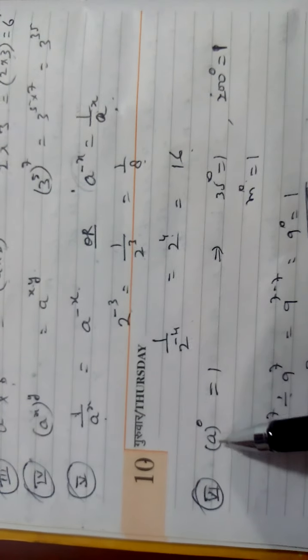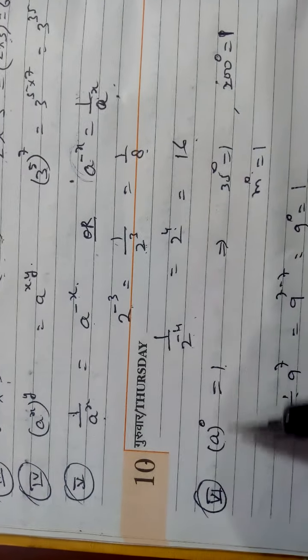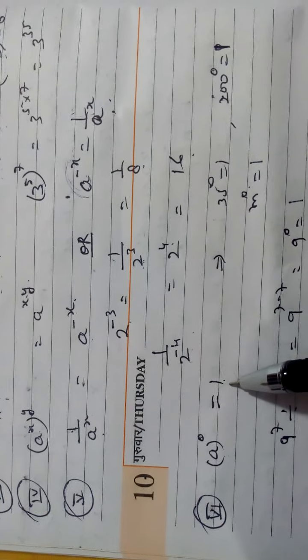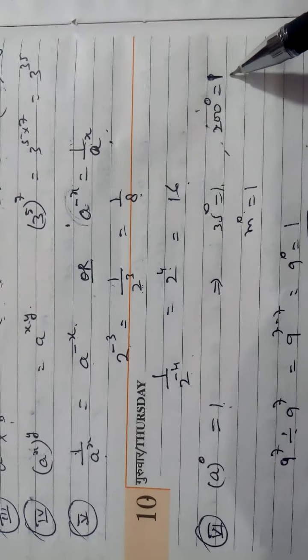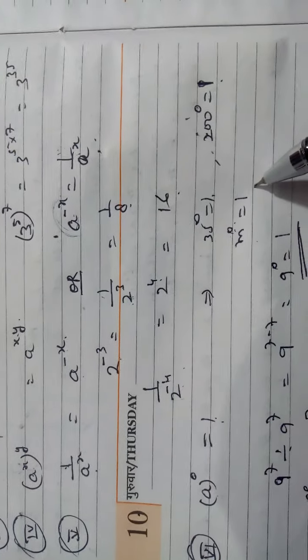Now, any number with power 0, then the answer will be 1. A power 0 is 1. Example: 35 power 0 is 1. 200 power 0 is 1. M power 0 is 1.